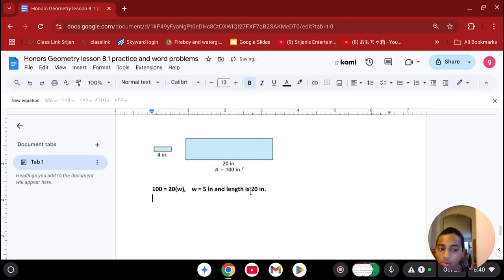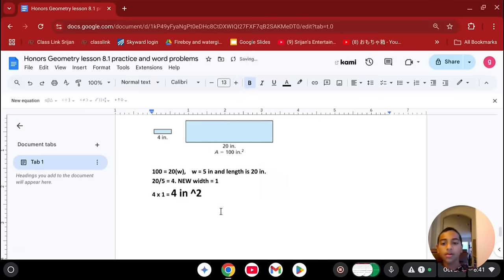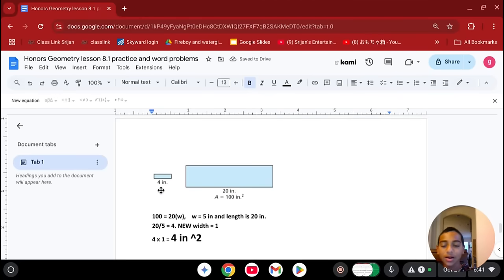Now, what did we get from 20 to 4? We divided by 5. That means our scale factor is 1/5. Alright? Now, 5 divided by 5, the width divided by 5 equals a new width. So the new width is equal to 1. Now the area is simply 4 times 1, which is equal to 4 inches squared. So 4 inches squared is the area of the smaller polygon.